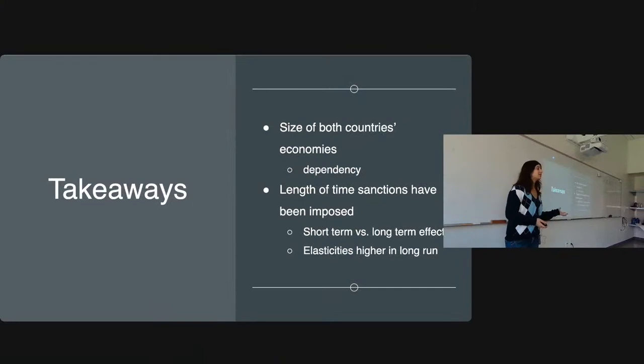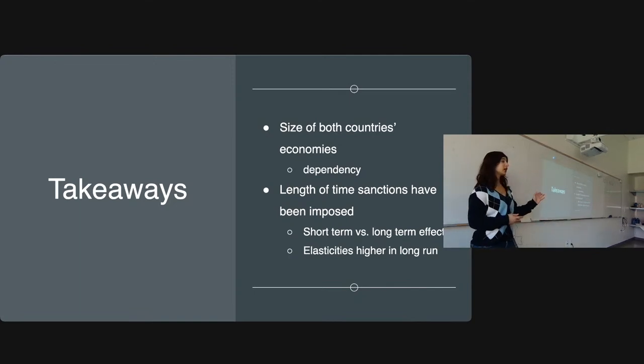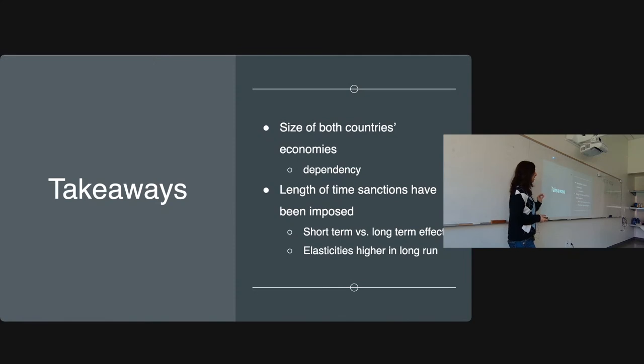So a couple of the big takeaways from what we've talked about so far. One of the biggest is the size of both countries' economies plays a huge role in whether sanctions are effective, especially whether one country is dependent on the other. In this case, Iran was dependent on the US, but not vice versa. So it did end up having significant economic effects on Iran in the short term.